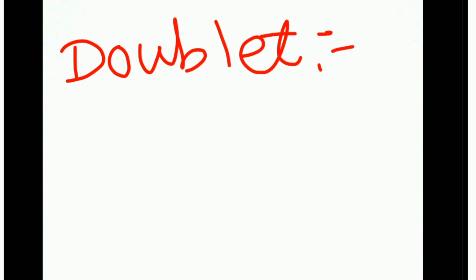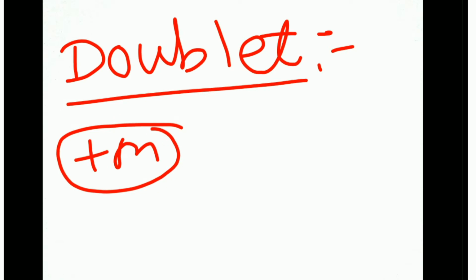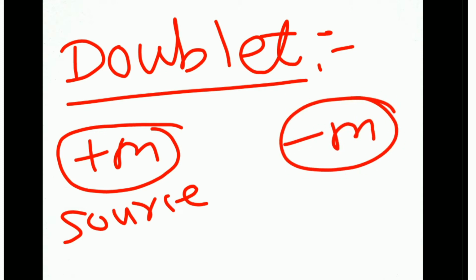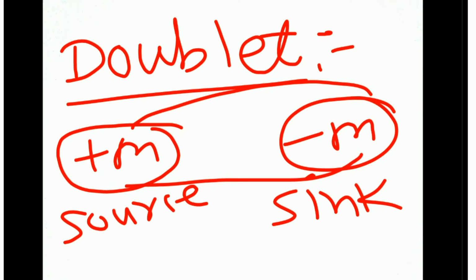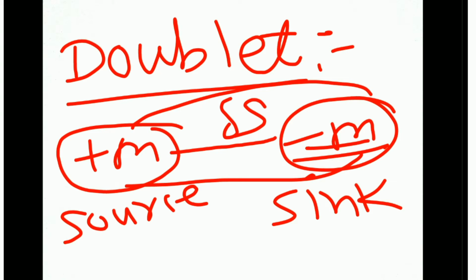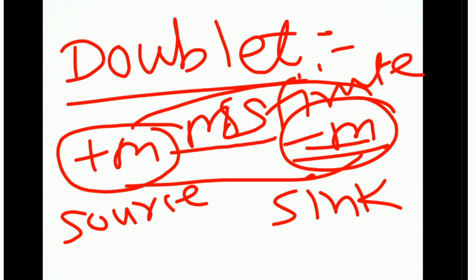Now what is doublet? Doublet is defined as a combination of a source of strength m and a sink of strength minus m at a small distance delta s apart, such that the product m delta s is finite. That is a doublet.